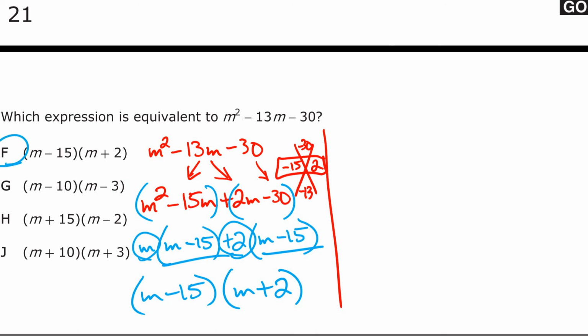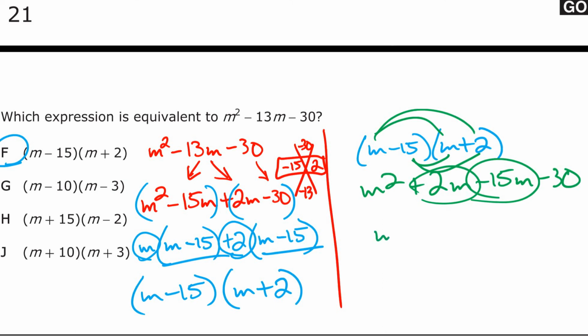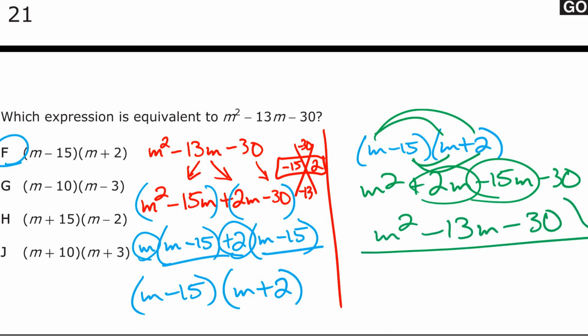Obviously, we could take our answer choices and distribute them. So I'll do that here. M minus 15, m plus 2. Then we would distribute. M times m is m squared. M times 2 is 2m. Negative 15 times m is negative 15m. Negative 15 times 2 is negative 30. Combine our middle two terms. M squared minus 13m minus 30. And we're given the same thing that matched.